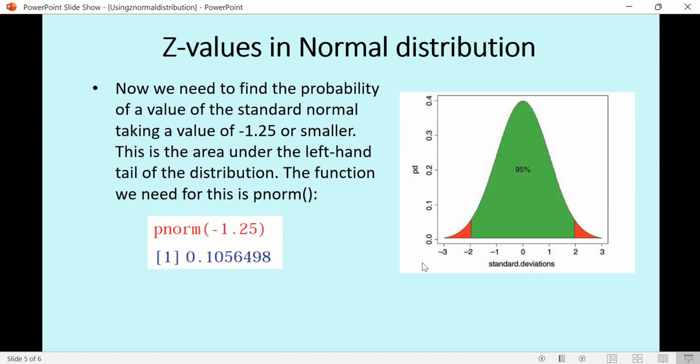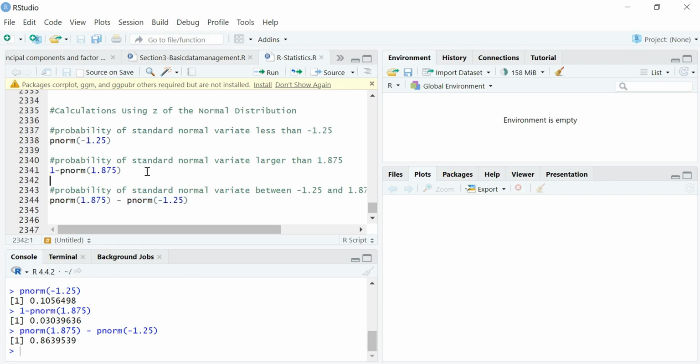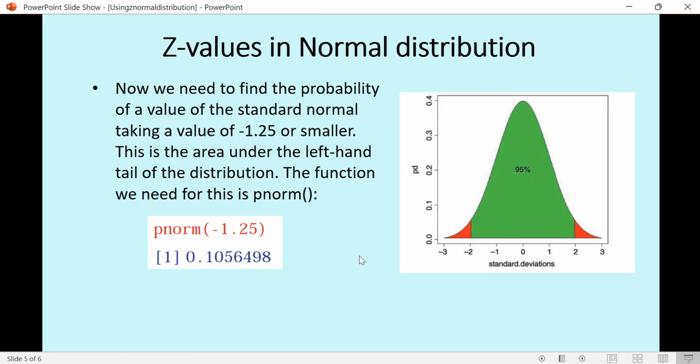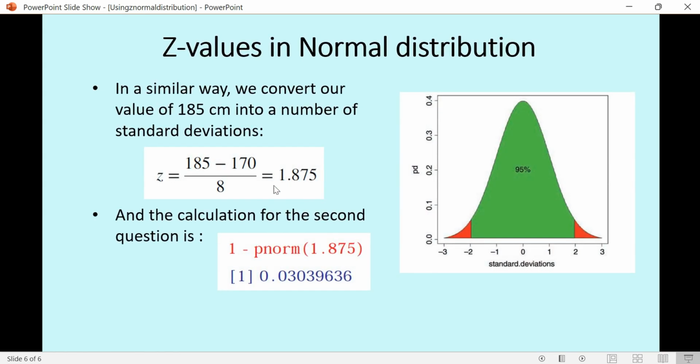So next is quite easy. We just use the function pnorm of minus 1.25. So the result is 0.1. Here is minus 1.25, and if we take a vertical line, the area on the left side of this value under this curve is about 0.1. So we show in RStudio: pnorm of minus 1.25, 0.1.